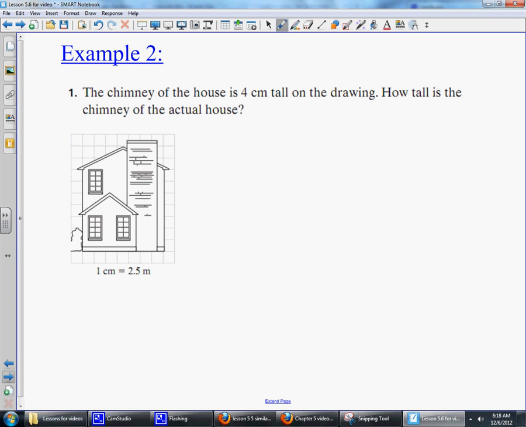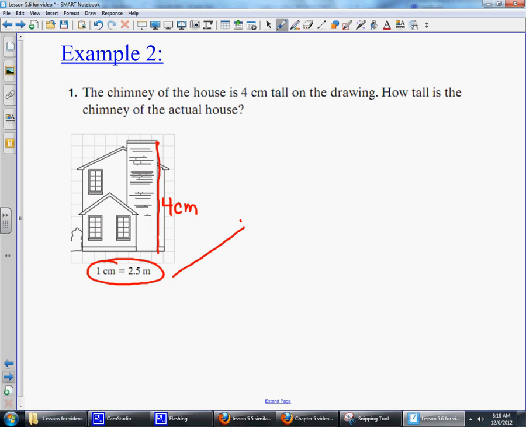Here's another example. Another example of scale drawings are house plans, and if any of you or families have built houses, you've seen these house plans before. So the chimney of a house is 4 centimeters tall on the drawing. So that means from here all the way down to here, that is 4 centimeters. Now they give you the scale on the plan, and it says 1 centimeter is equal to 2.5 meters. So how tall is the chimney of the actual house?